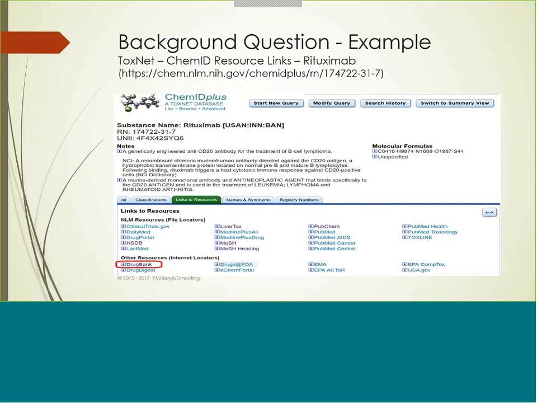So I mentioned ToxNet and ChemID, and this is a screenshot of the ToxNet page, the ChemID portion of it. It gives you background information on this particular drug, rituximab, which I chose. Hopefully my pointer works. One segment of it is LiverTox. The point of ChemID is that it provides you with reference values, but it also provides you with links to the literature.